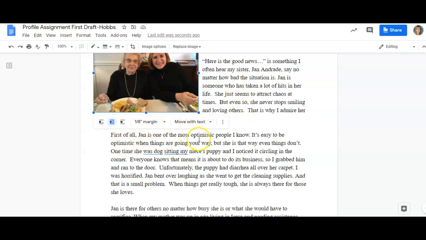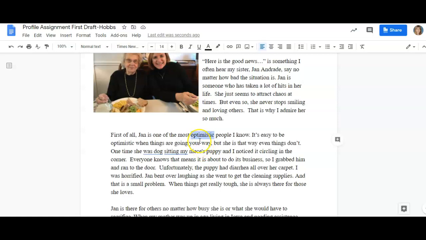And then, "First of all, Jan is one of the most optimistic people I know." So the very first sentence, I wrote the characteristic that I want to highlight. I want to talk about her being optimistic. When I say highlight it, I don't mean actually highlighting it. I mean, I want to explain it. "First of all, Jan is one of the most optimistic people I know." And I used a transition there as well.